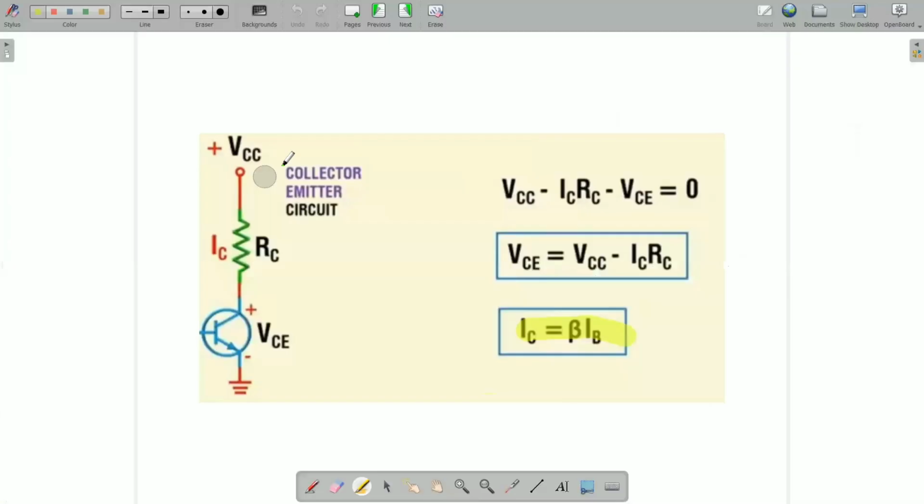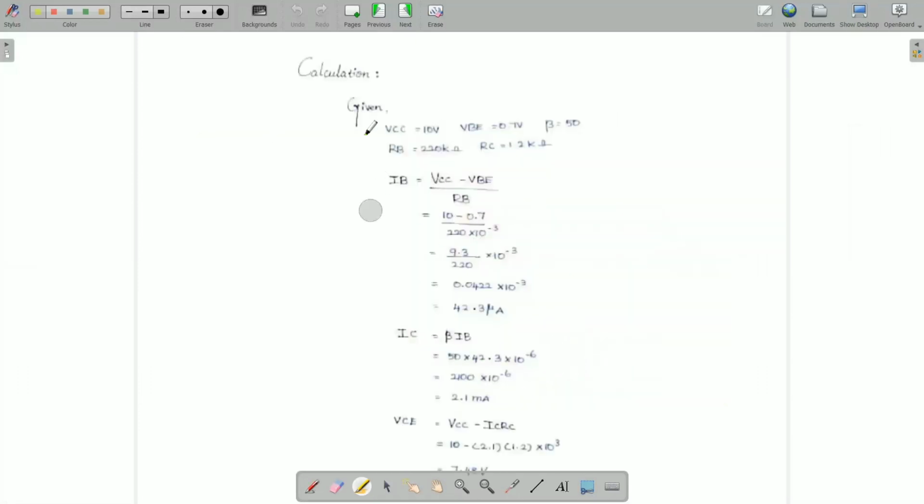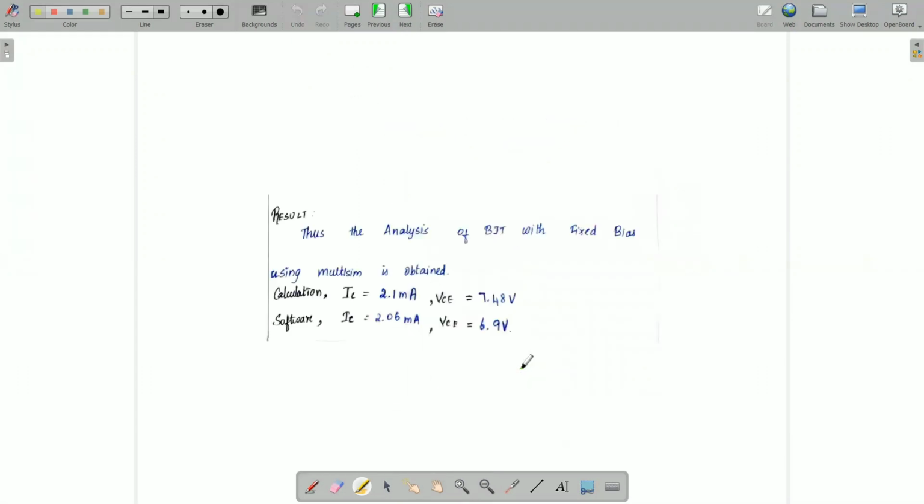Let's compare this with the calculation. This is the calculation I have done, finding IB. With that, we find IC, which is beta IB, and we find VCE. When simulating in Multisim, we get IC equal to 2.06 milliampere, and in calculation we get 2.1 milliampere. As well, VC is equal to 6.9 V in simulation, and in calculation we get VC equal to 7.48 V.